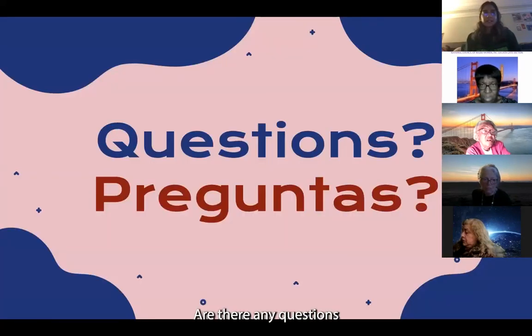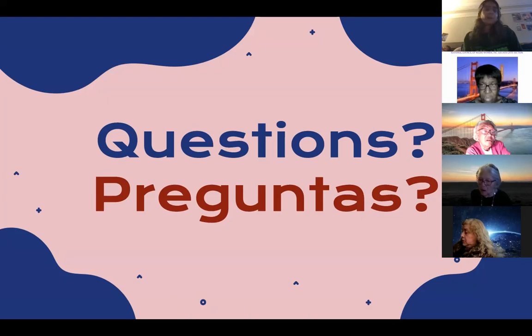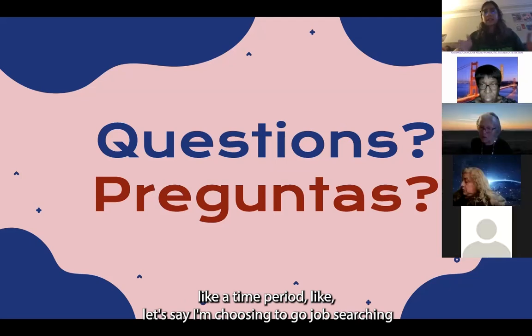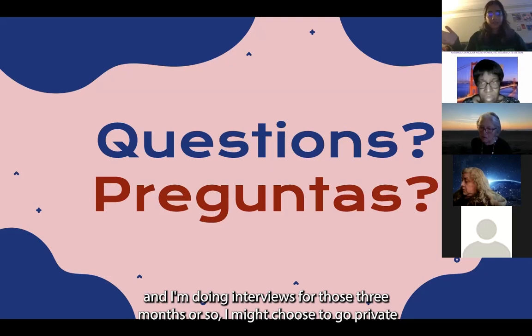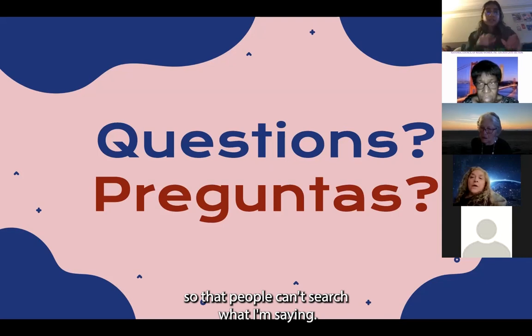Are there any questions? So you might want to go private on just one particular tweet? Not necessarily on a tweet, but for a specific point in time, like a time period. Like, let's say I'm job searching and I'm doing interviews. For those 3 months or so, I might choose to go private so that people can't search what I'm saying.